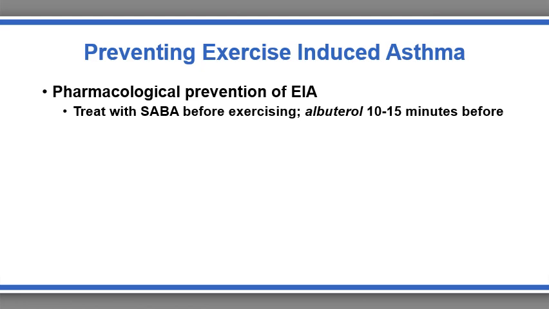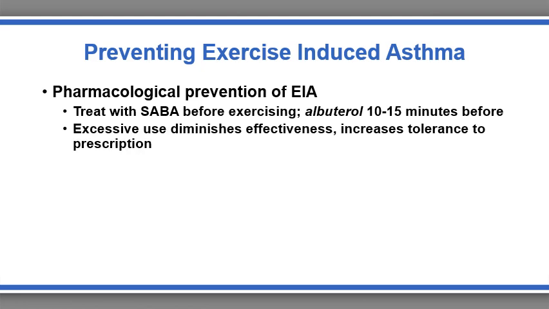So pharmacological prevention of exercise-induced asthma. Again, you actually can treat with a short-acting beta agonist before exercising. So about 10 to 15 minutes before, an individual can utilize it as a preventative technique. We've also talked about having the individual go through a vigorous warm-up, which could also help in preventing an attack while they're doing their activity. We discussed that strategy in the pathology class. Make sure you're familiar with that.